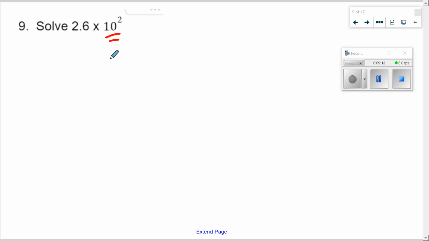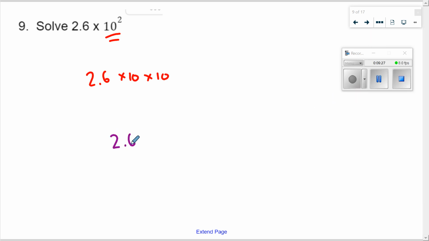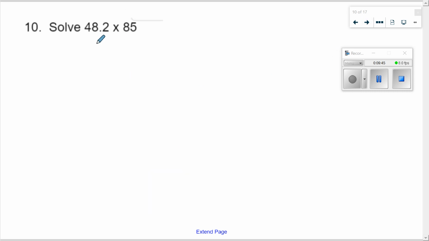Number 9. 2.6 times 10 squared. Well, once again, this is a power of 10. So this is really the same as 2.6 times 10 times 10. So every time I multiply by 10, I'm just moving the decimal place 1 space over. So 2.6 times 10 would be there, times another 10 would be there. So I have to fill this in with a 0. So it's really 2.6 times 10 times 10 would be 260.